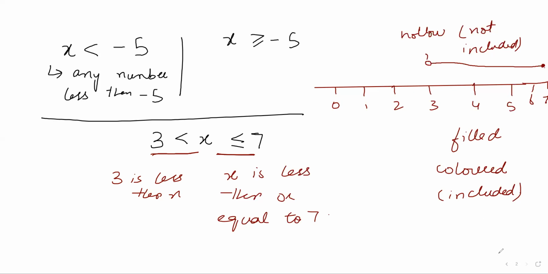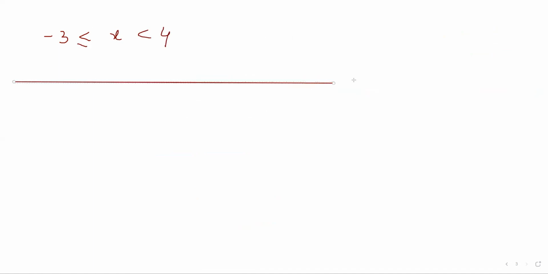How do we represent a double inequality involving negative numbers on a number line? Negative 3 is less than or equal to x, less than 4. We will put a solid dot on negative 3 and then up to 4 a hollow dot. Because negative 3 is less than or equal to x, it is included, so negative 3 will have a colored dot and 4 will have a hollow dot. In this way we can represent this inequality on a number line.